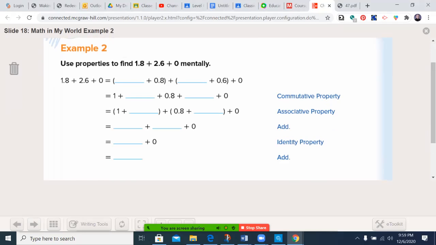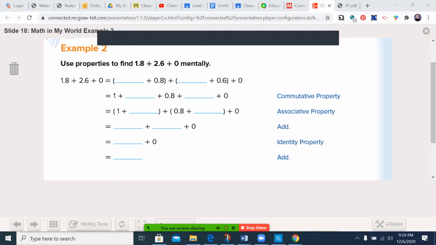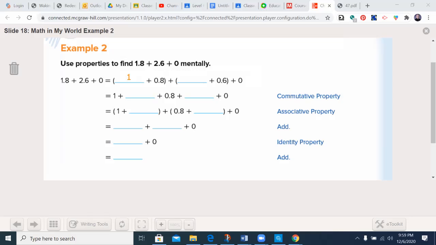So the first thing I'm going to do after I get my annotation tool is break down 1.8 and 2.6. So 1.8 is 1 plus 0.8. 2.6 is 2 plus 0.6. I'm using my expanded form. And there's still plus 0. So now I could regroup this, or by the commutative property I can put together 1 plus 2 plus 0.8 plus 0.6.